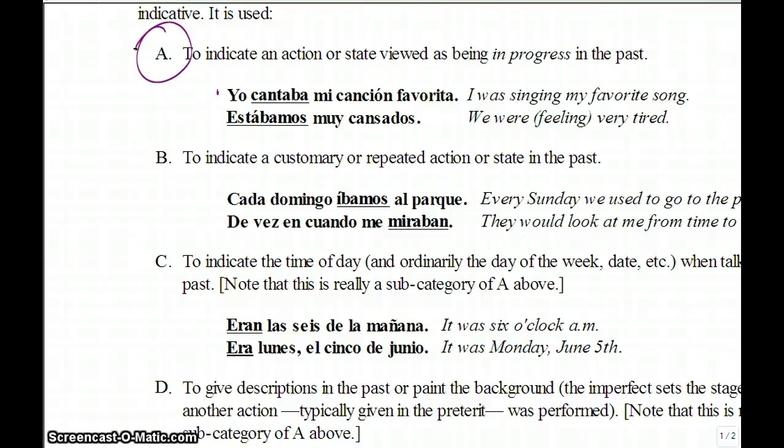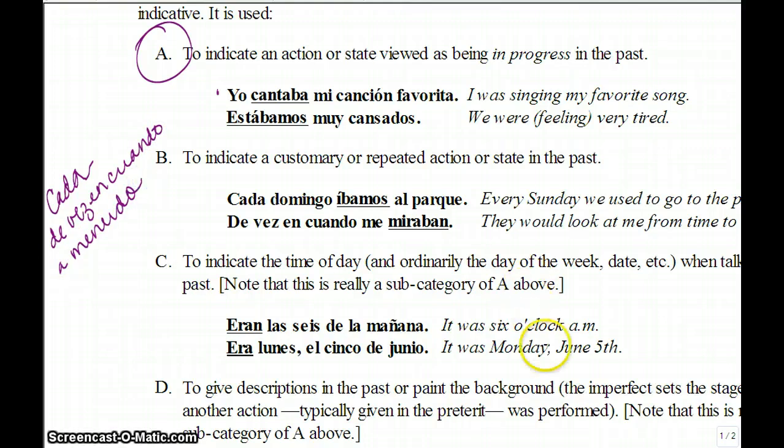The second usage of the imperfect is to indicate a customary repeated action. So this is like something that you did every Sunday or something that you did often or from time to time. So this is going to be the time that when you see the word cada, which means each, that'll probably indicate imperfect. When you see de vez en cuando, which means from time to time, or words like a menudo, which means often, words like that indicate something happened repeatedly or all the time. Sometimes you'll say los lunes, like I did that on Mondays.